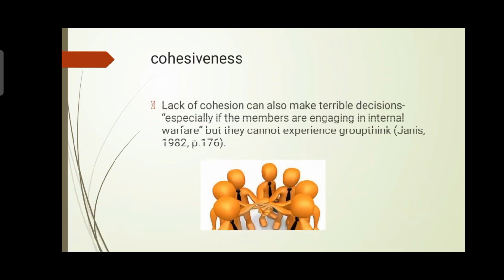First, the cohesiveness. Of the many factors that contribute to the rise of groupthink, Janis emphasized the cohesiveness above all others.